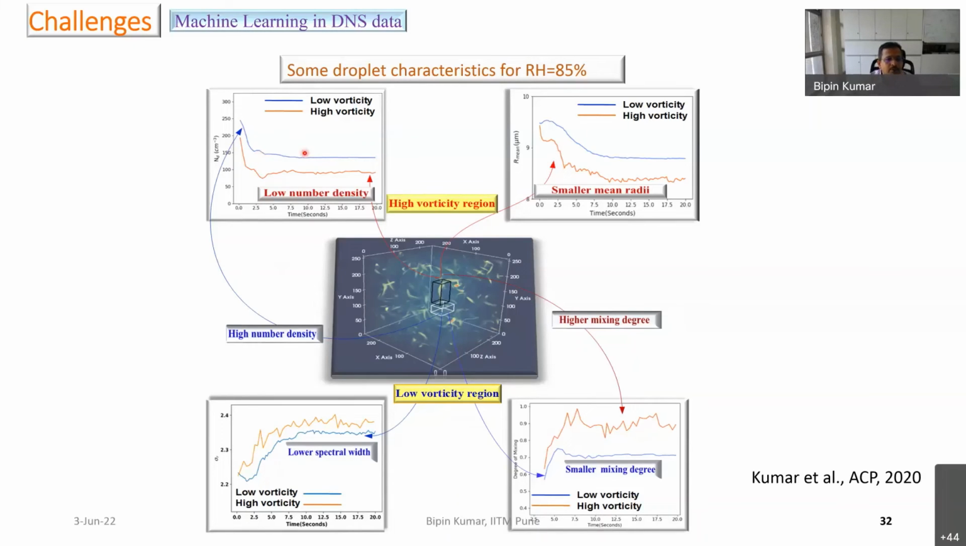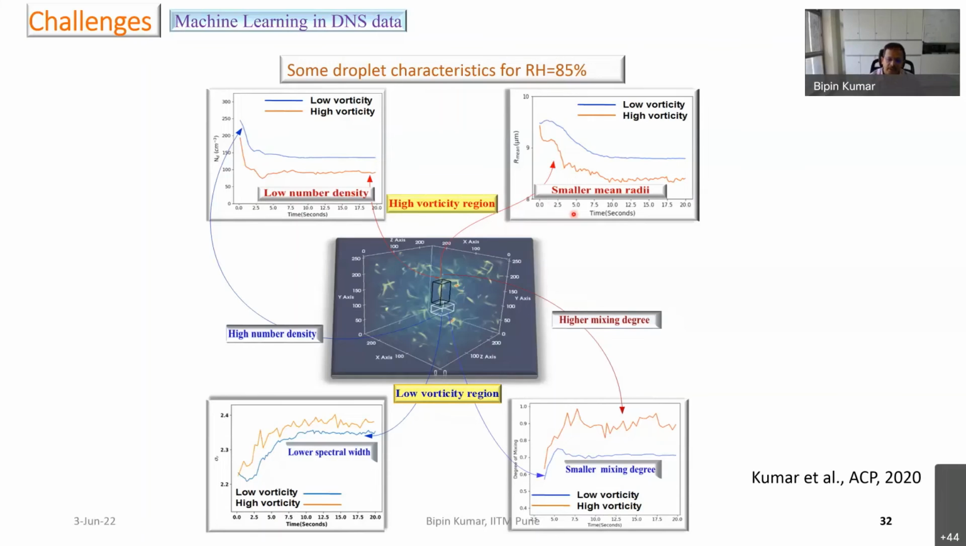We found that when we have a high vortex region, it has a low number density. This is expected. A vortex has a very strong rotatory motion, so any droplet that comes into contact will go inside, but then it will be thrown out due to the centrifugal force. We knew this, but now we are saying yes, it is happening. In the high vortex region, we get low number density. Fewer droplets are found there, and their size is also smaller.